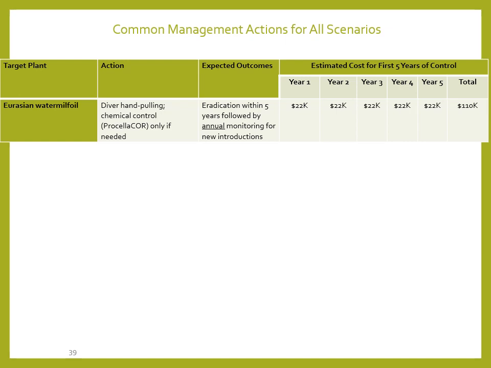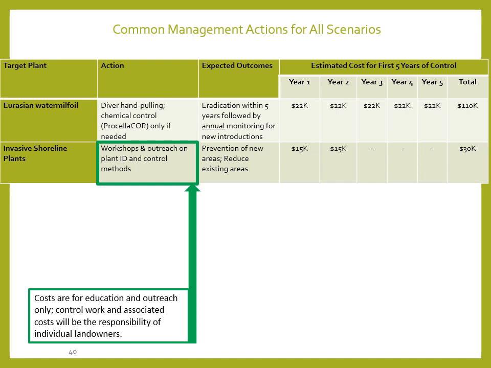If not, the application of the aquatic herbicide Procellacor is recommended to achieve this management goal. It's estimated that to achieve this goal, it will cost approximately $22,000 a year every year, which would cover the removal of the plant, but also the surveys.